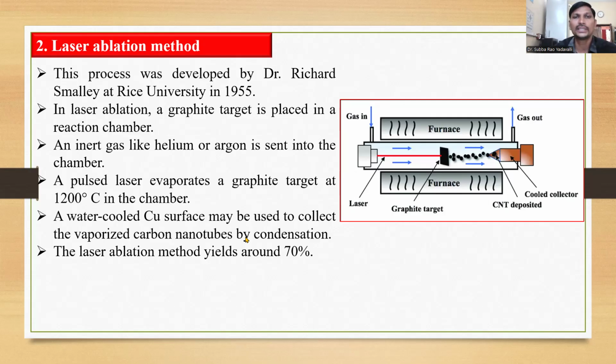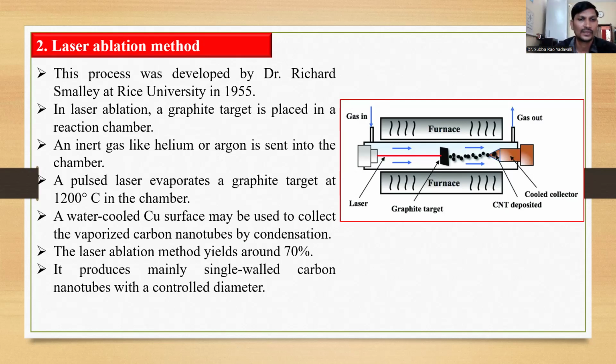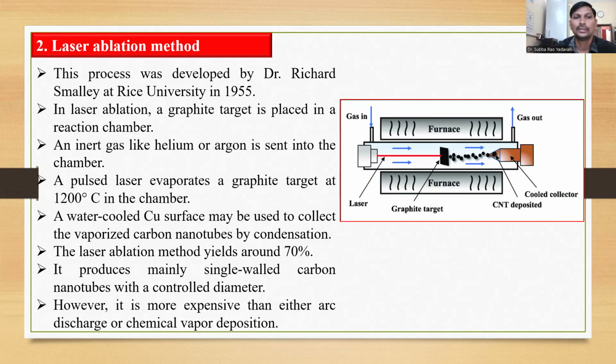By using this method, we can synthesize carbon nanotubes with up to 70% yield. And it produces mainly single-walled carbon nanotubes with controlled diameters. We cannot otherwise manufacture single-walled carbon nanotubes having the same diameter. That means here all the carbon nanotubes have the same diameter. That is the controlled diameter. So this is about the laser ablation method.